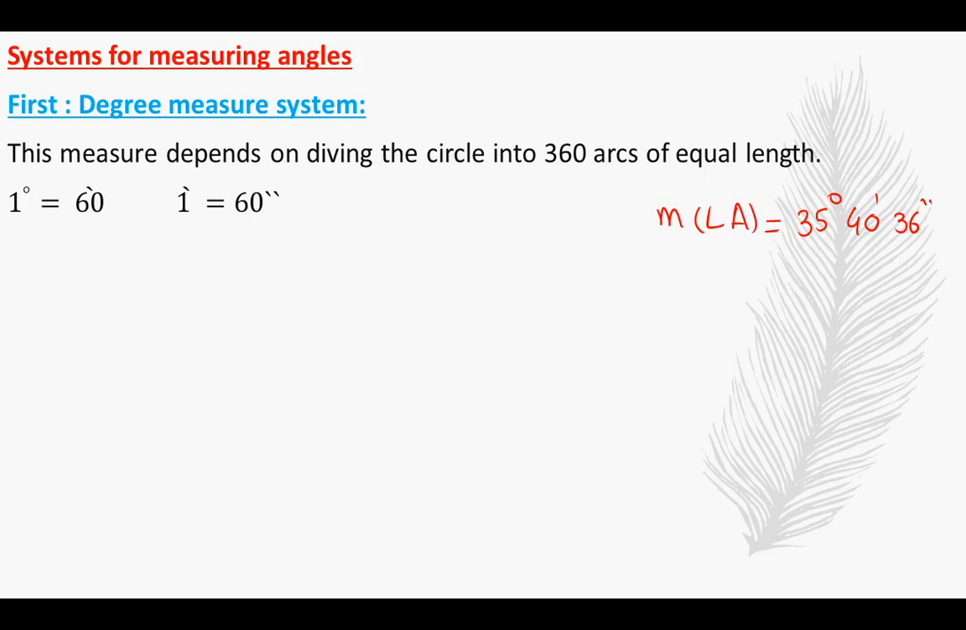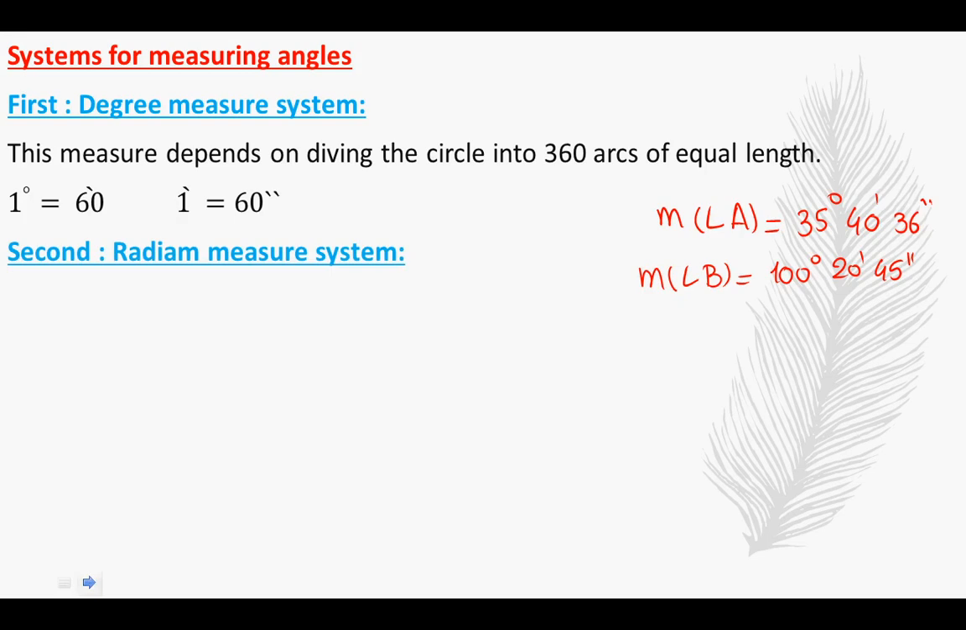You can say that the measure of angle B equals 100 degrees, 20 minutes and 45 seconds. This is what we call the degree measure system. It depends on dividing the circle into 360 arcs of equal length.